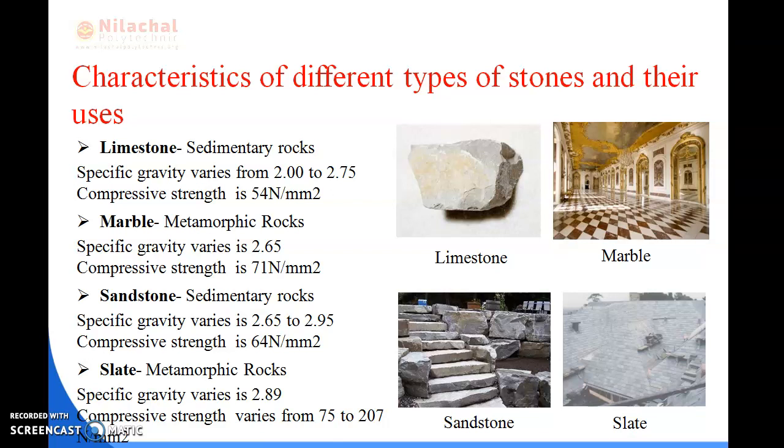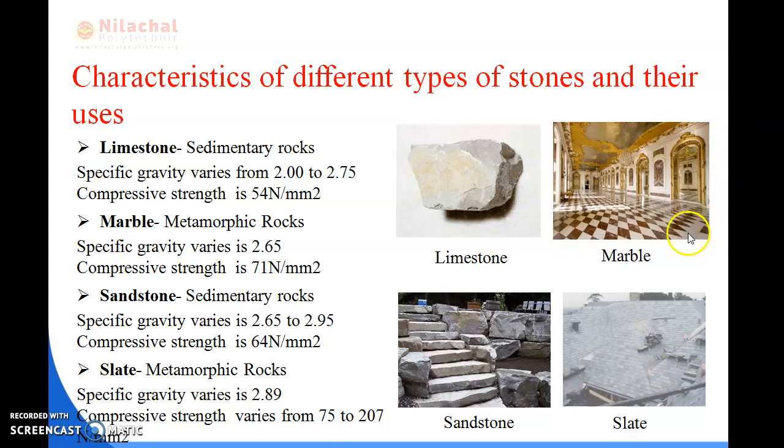Okay. Next is sandstone. Sandstone is known as sedimentary rocks, and its specific gravity varies from 2.65 to 2.95, and its compressive strength is 64 Newton per millimeter square. Sandstone is also used in our steps, facing work, columns, flooring, walls, and road metals.